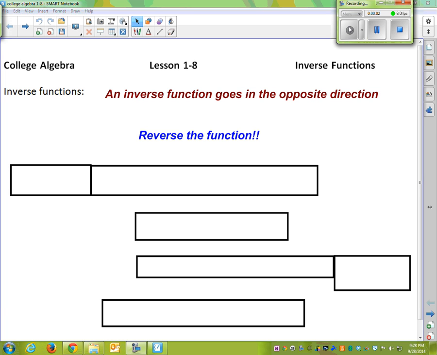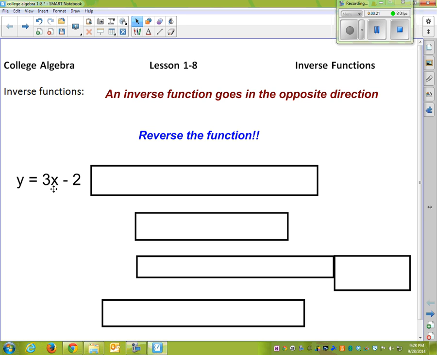Today we're going to go over lesson 1.8, the inverse functions. An inverse function goes in the opposite direction. Another way to say it is if I give you an equation, I'm going to ask you to reverse the equation.